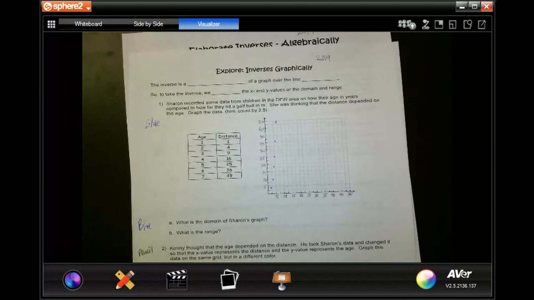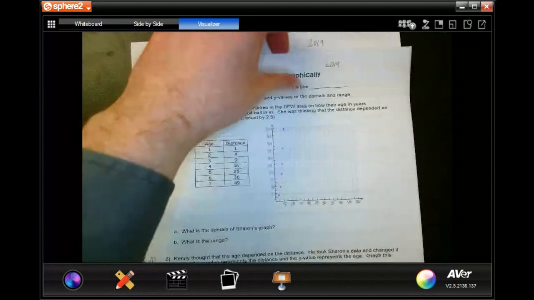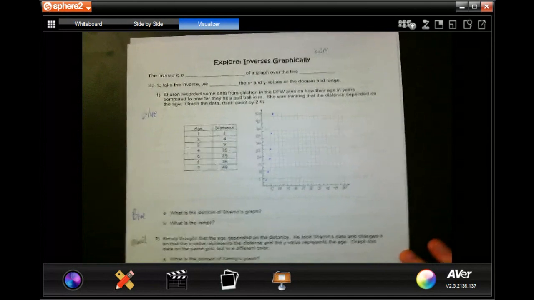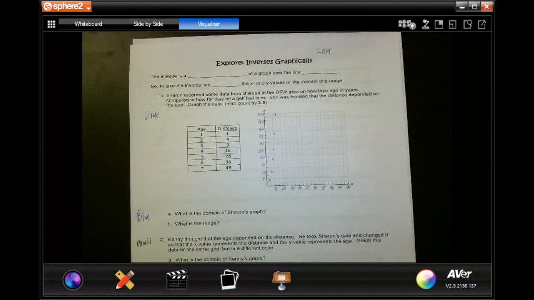Let's look at exploring inverses graphically first. I want to touch on graphically and algebraically today. I was able to do that last year, and I think that's a good way to jump around and touch on everything. So the inverse is, anybody want to try these top three? What's the inverse going to be of a graph over the line? Okay, the inverse is a what?